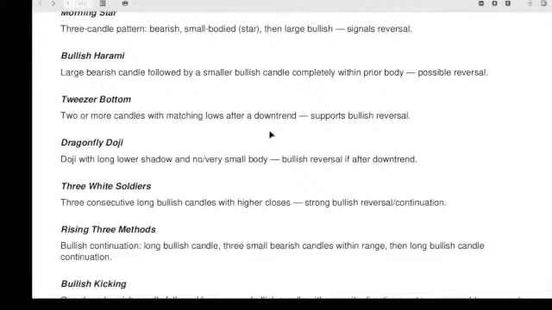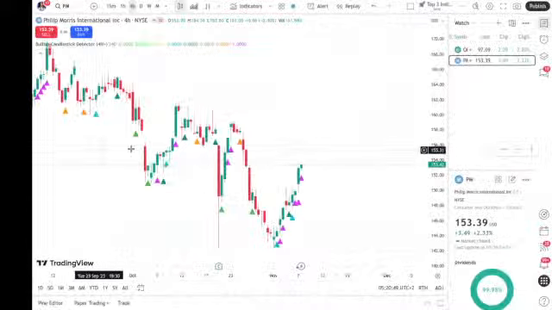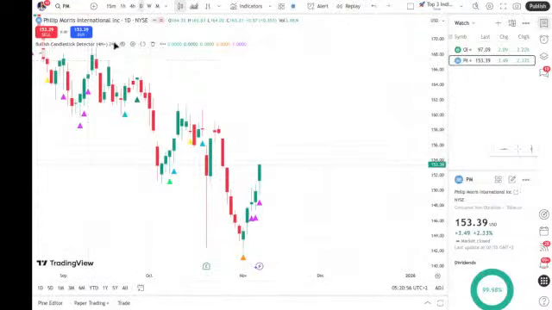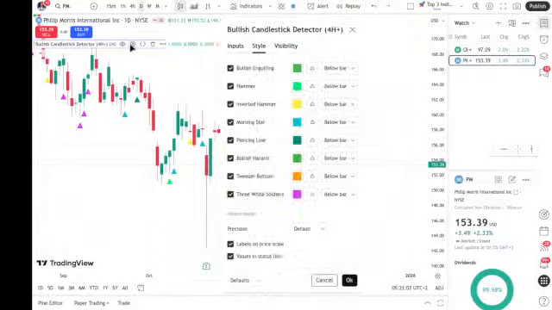Maybe I'll just end it with our successful detection of the rising three soldiers, which is what we found here. Rising three soldiers on the 4 hour chart and on the daily chart. It was purple, right?